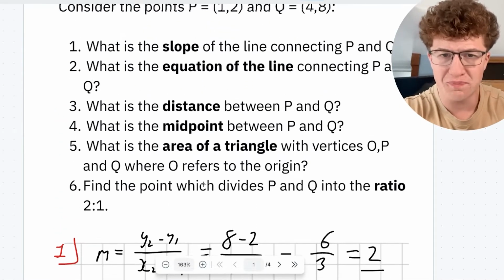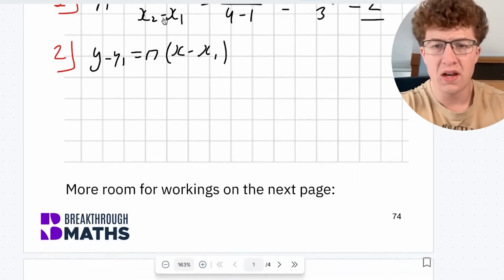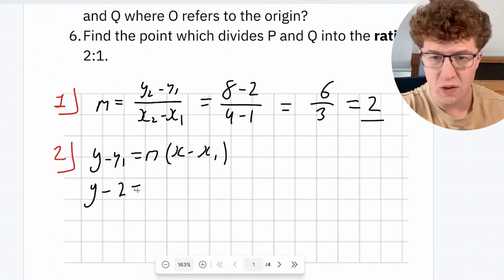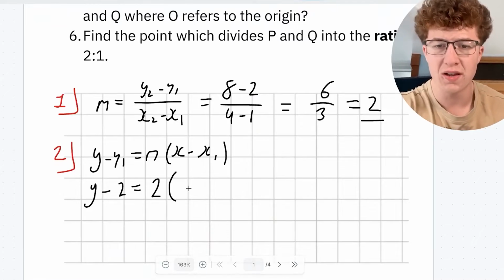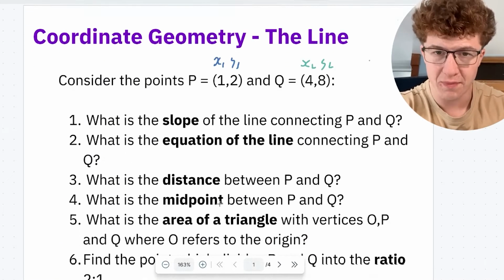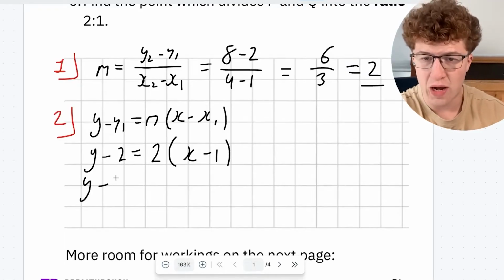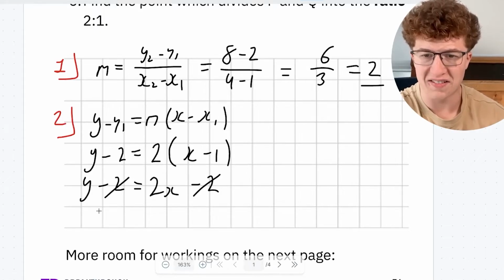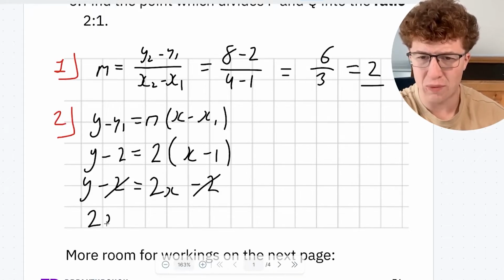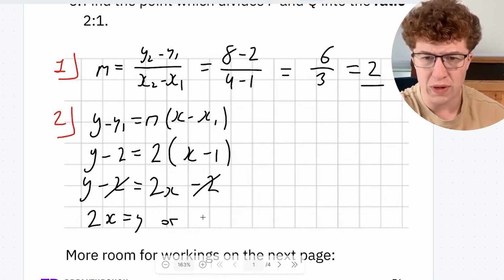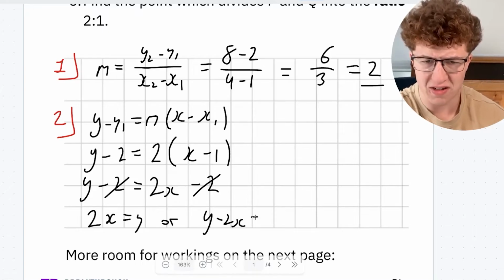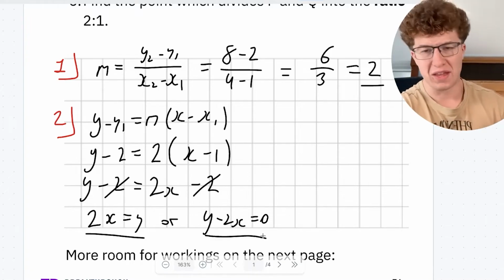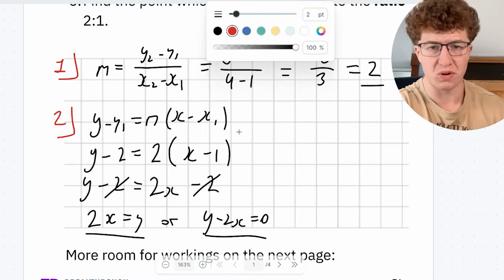So for x1 and y1, again, I'm going to fill in 1 and 2. So that's going to give me y minus 2 is equal to m, the slope we just got as 2, times (x minus 1). Simplifying that, we're going to have y minus 2 is equal to 2x minus 2. Then these minus 2's will actually cancel, and we could have 2x is equal to y, or we could have y minus 2x is equal to 0. Or 2x minus y is equal to 0. Either way is fine. They're all the same thing. It's just a matter of what way the question wants you to word it.